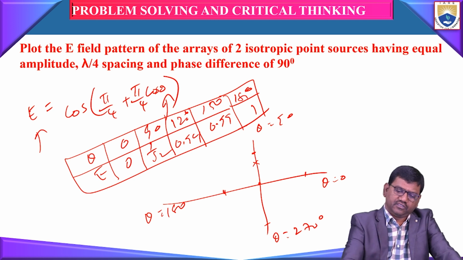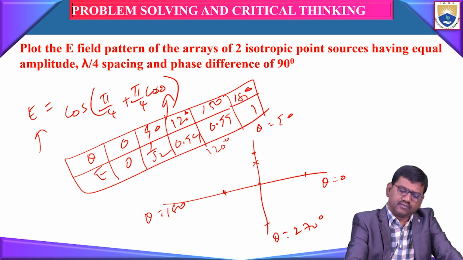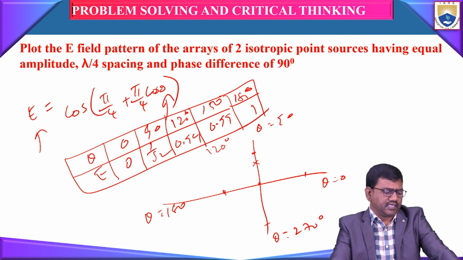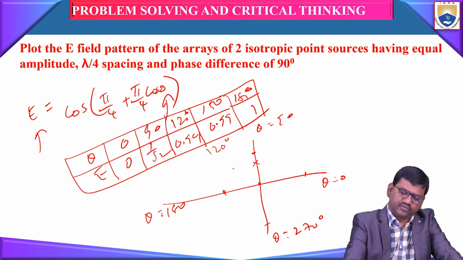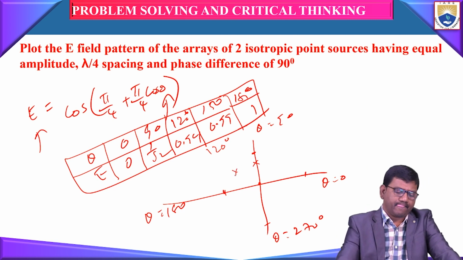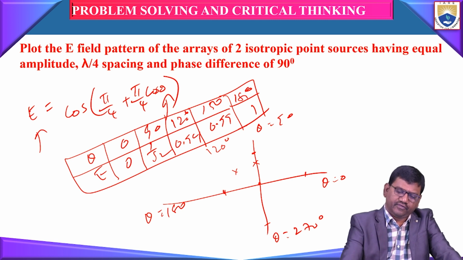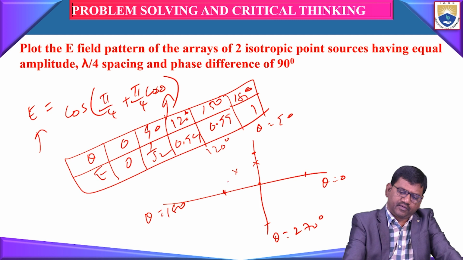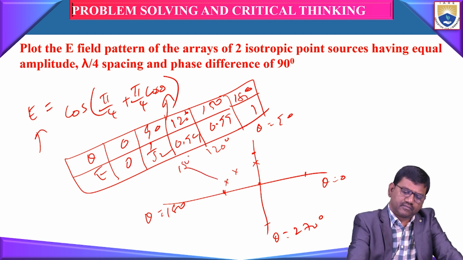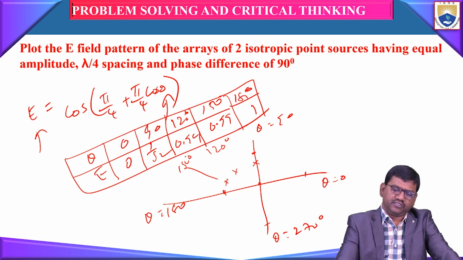And for 120 degrees, the value is taken as 0.94. So 0.94 you will get approximately here. And for 150, you will get approximately here. So like this we need to draw, and for 180 also it is 1 here.